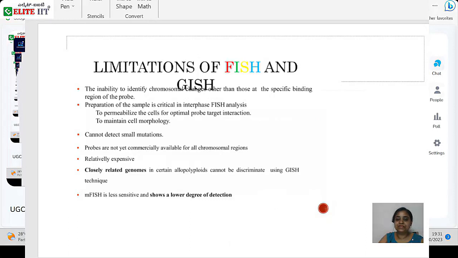Okay. Chalo. Now your health is well? So this is all about FISH and GISH. You just enjoy the Navratri. Okay. Tata. Good night. Bye.